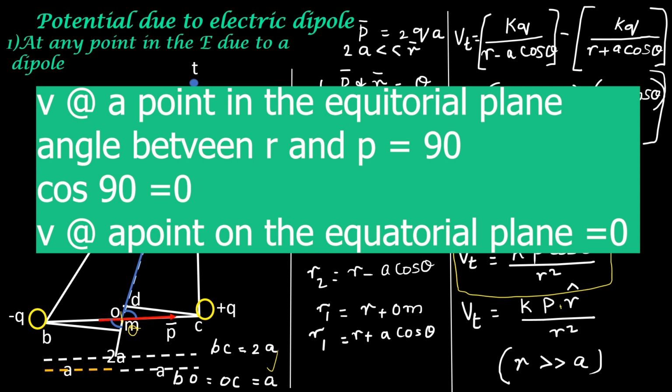Applying the formula, we can see that in the equatorial plane of the electric dipole, the electric potential will be 0, because the angle between the dipole moment P and the position vector R will be 90 degrees, and cos 90 is equal to 0.